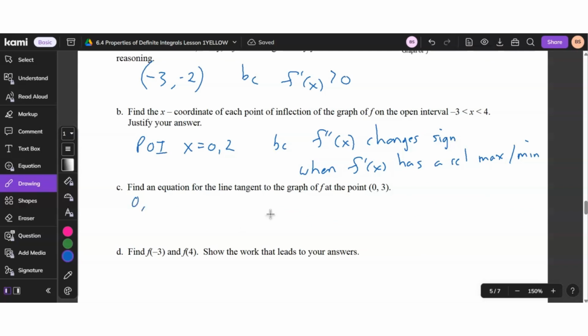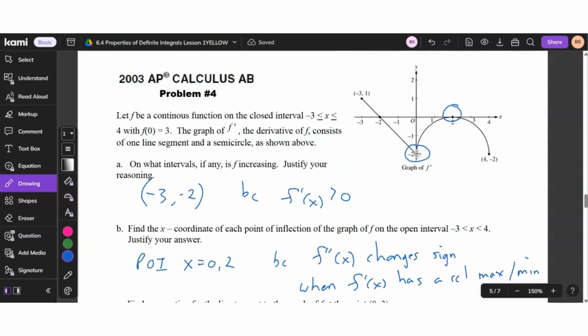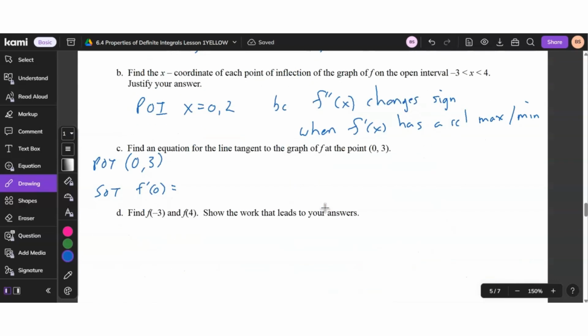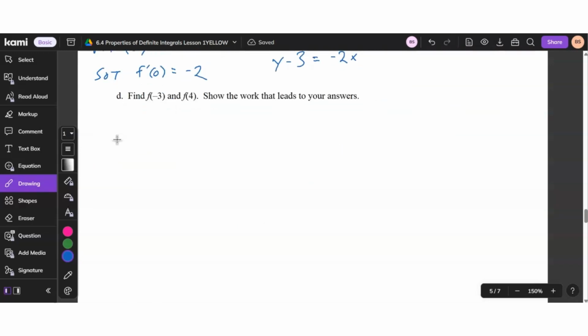So of course, that means I need my point, which was given to us here. Then I need my slope, which is just going to be f prime of 0, which if we go look at, we just found it, it was right here, -2. So f prime of 0 is -2. And then we write it. y minus 3 equals the slope times x minus our x coordinate, but it's 0, so we can just write -2x. Amazing.